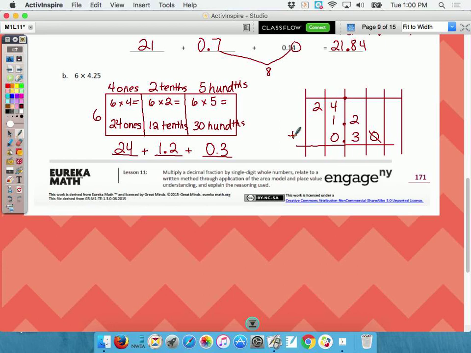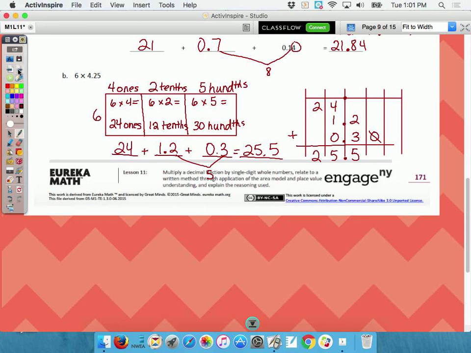Okay? All right, so what would I add first here? My 1s, so 24 plus 1. Okay, now my tenths. What's 2 plus 3? 5. So let's check it on the place value chart. 2 plus 3, 5. 4 plus 1, 5. All right.